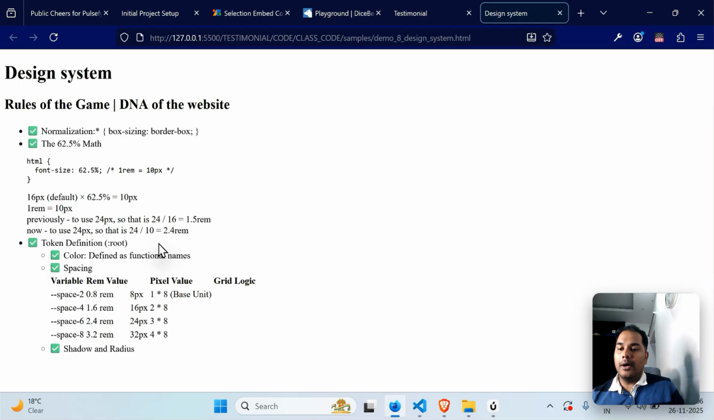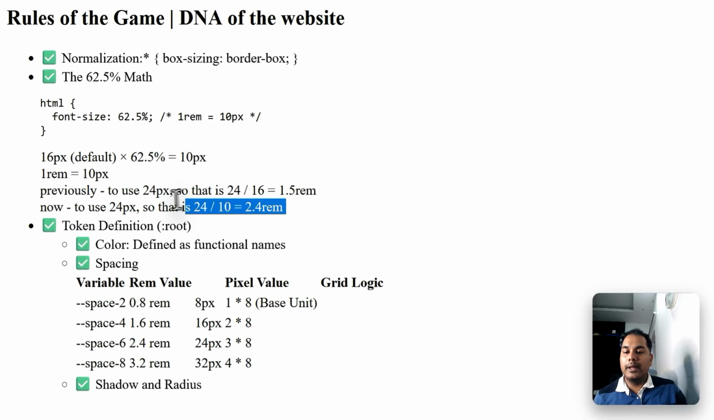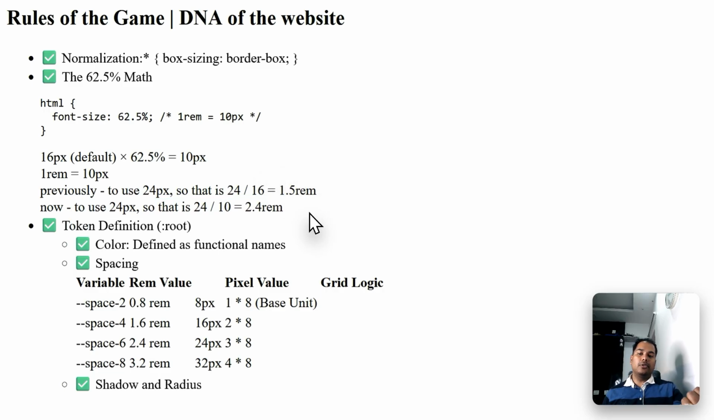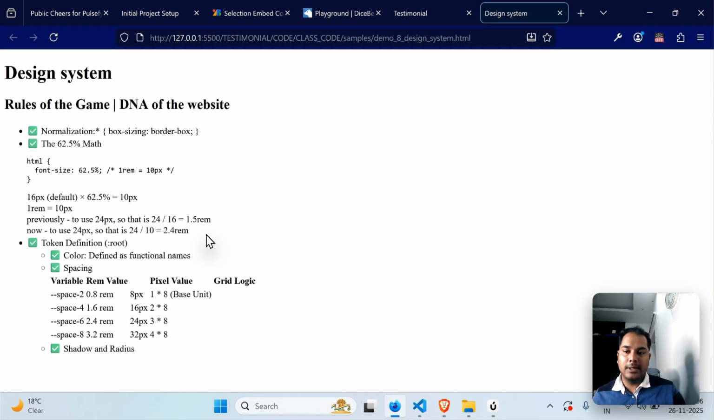But now, to use 24 pixels, you just divide 24 by 10, we just need to shift the decimal point to the left. So this is how the calculation becomes very easy for us, that is 2.4 rem. So 24 pixels becomes 2.4 rem. For easier calculation, we are following this particular standard, that is 62.5% math.